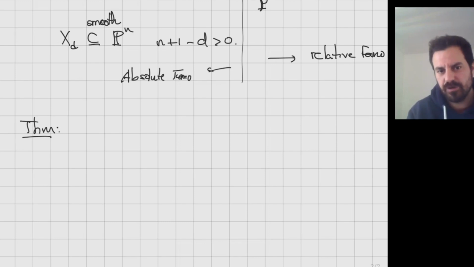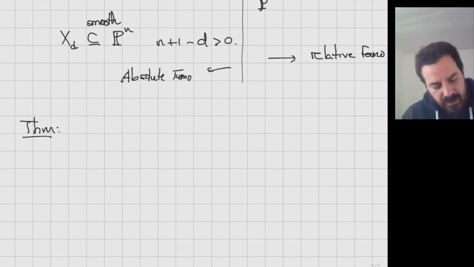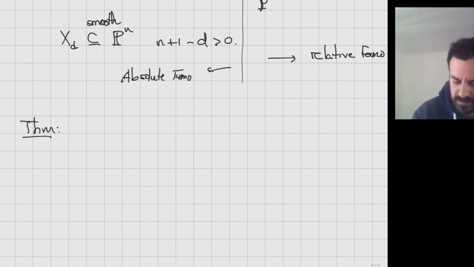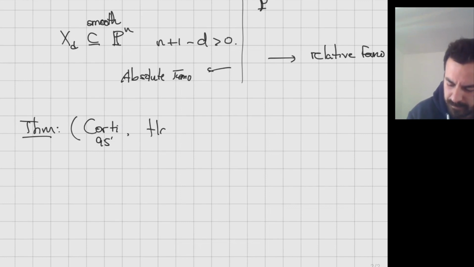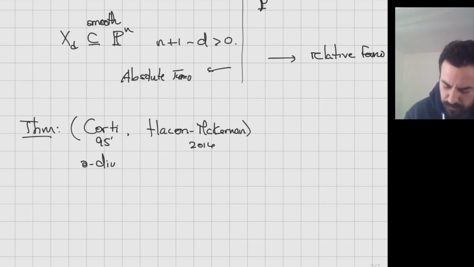So there's a structure theorem that explains what a birational map between two Mori fiber spaces should be. This is what I'm going to state now. This is due to Corti, '95, and Hacon-McKernan, I think 2014, but I'm not super sure. Corti did the 3-dimensional case, and Hacon-McKernan the n-dimensional case.